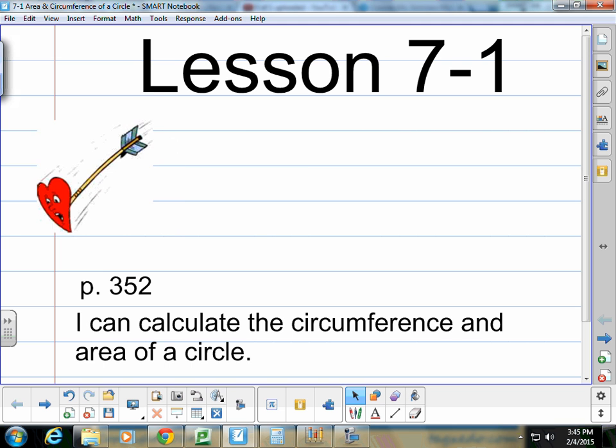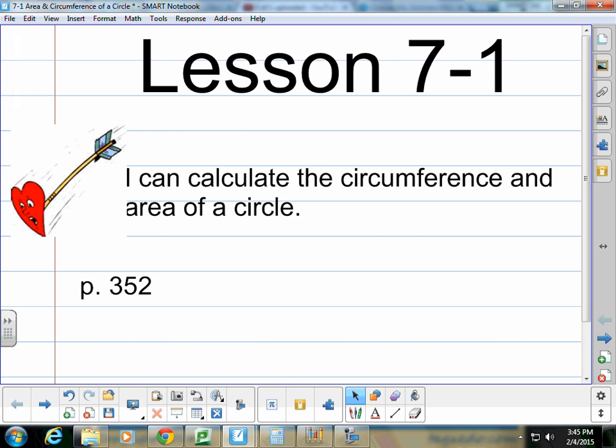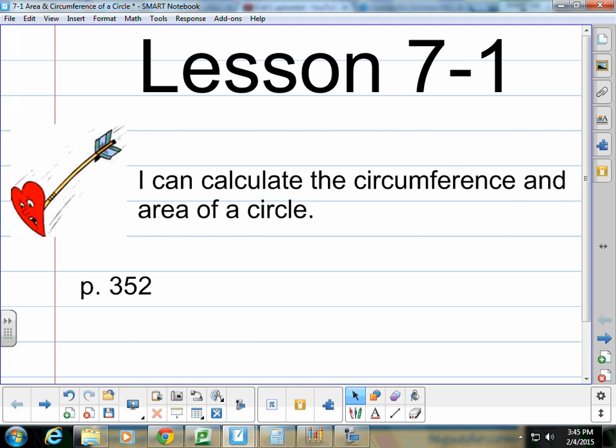And I have this nice little target heart here since we are in the month of February. So follow along with your book. Make sure you're keeping track in your vocab and your notes. This is a vocab-rich lesson, so please stay with us and make sure you write down any questions you have.